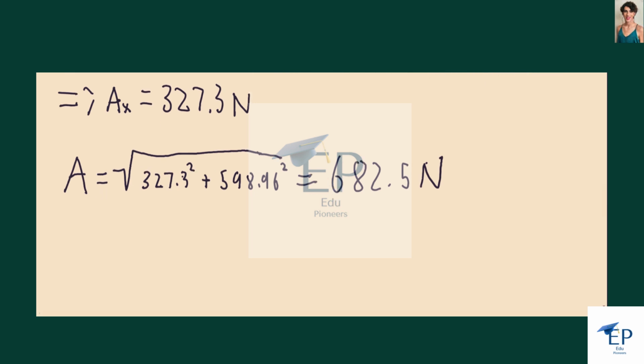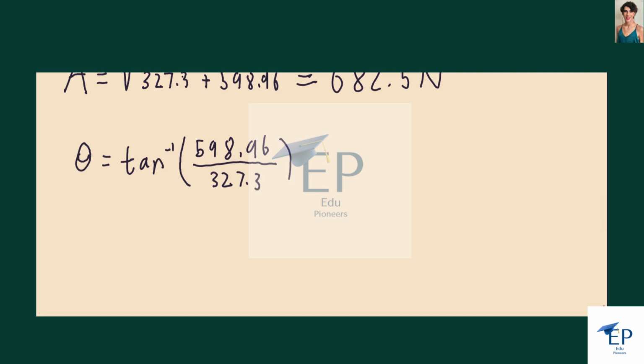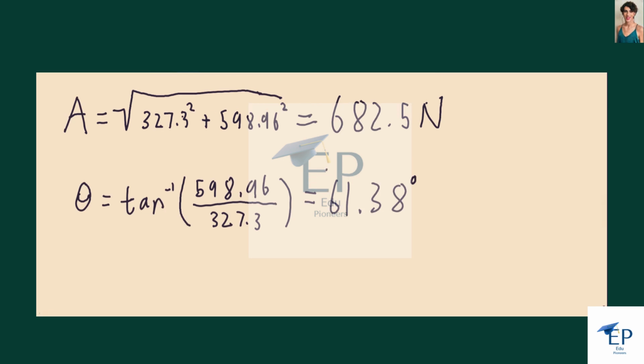And to solve for the angle of this reaction, which we'll call theta, we take the tangent inverse of the y component over the x component. So the y component divided by the x component, and that will give us an angle of 61.38 degrees. And that now completes part B.